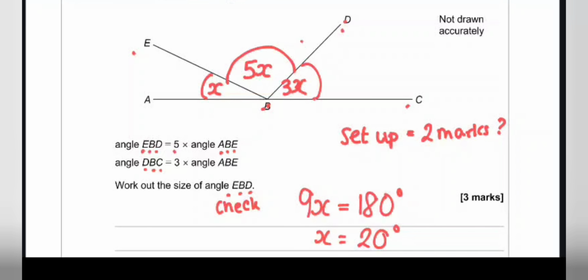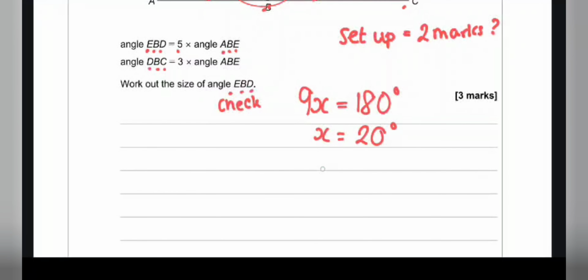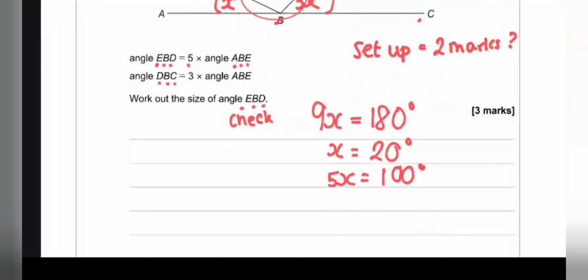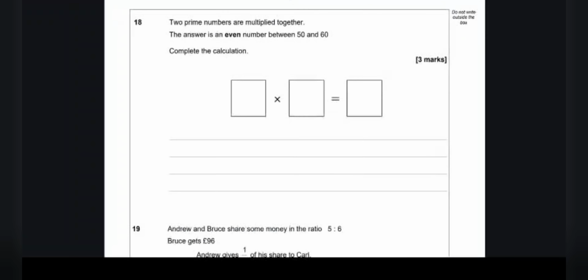However, we need to check what they wanted. Where is E, B, D? And it's the larger one at 5x. So we times it by 5 and you've got 100 degrees. Main thing about that is do not measure it. It's said not to scale.